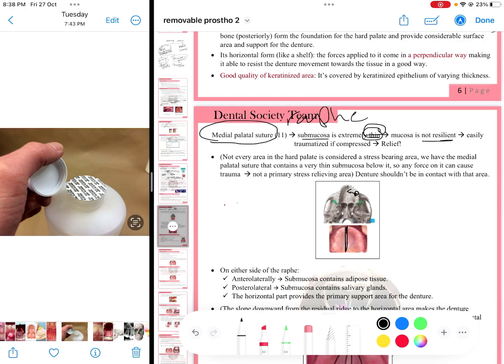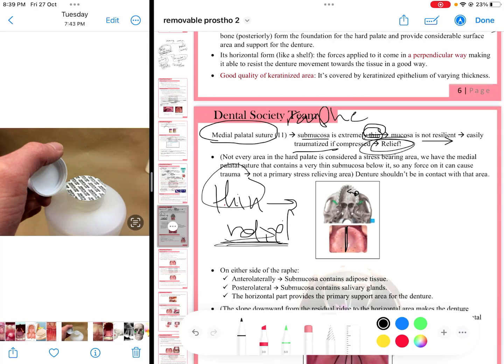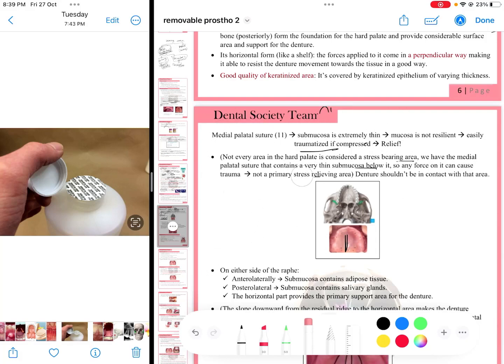Because it's thin, it's not resilient, it doesn't tolerate the load, and it's easily traumatized, so we have to make relief. And we remember relief means creating a space. Whenever you see thin mucosa, you are going to do relief. So not all of the hard palate is considered a primary stress bearing area. For example, the mid palatine suture is thin, so we have to do relief here. It's not a primary stress bearing area. The denture should not contact this area. We have to create a space.